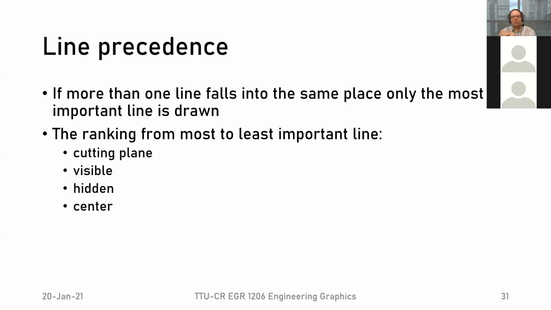The ranking that we use is we start with the cutting plane line and then visible lines, hidden lines, and center lines. So if I have somewhere a hidden line and there's a center line in the same location, then I don't try to draw them right next to each other. I just draw the hidden line and the center line gets blocked out.